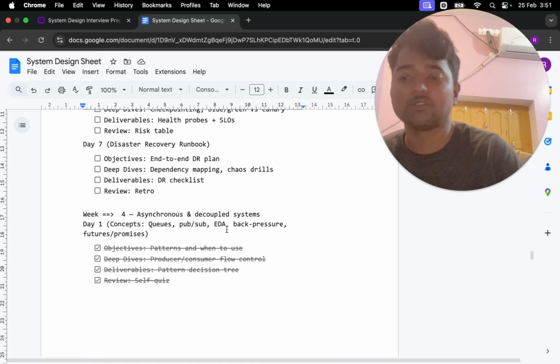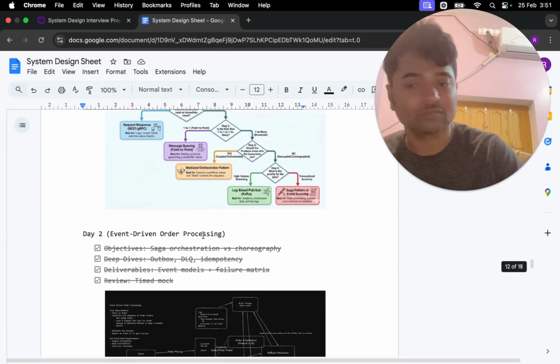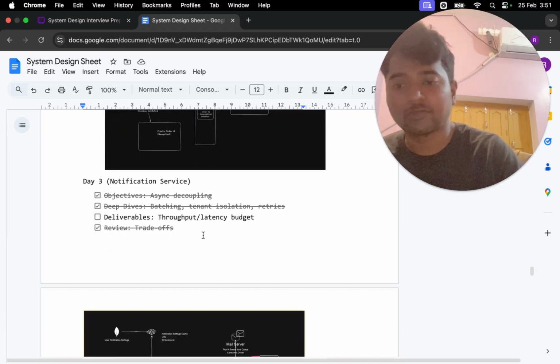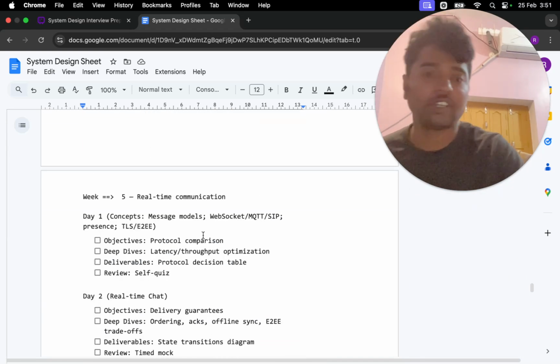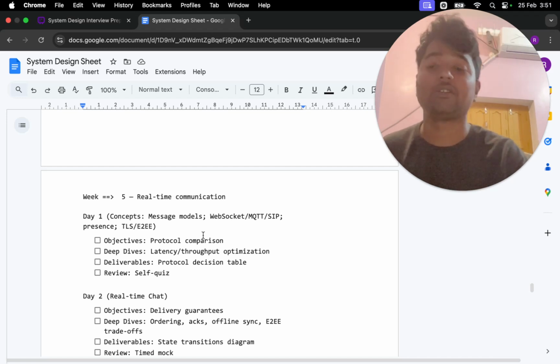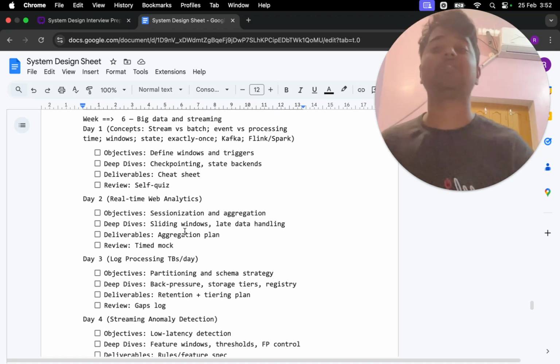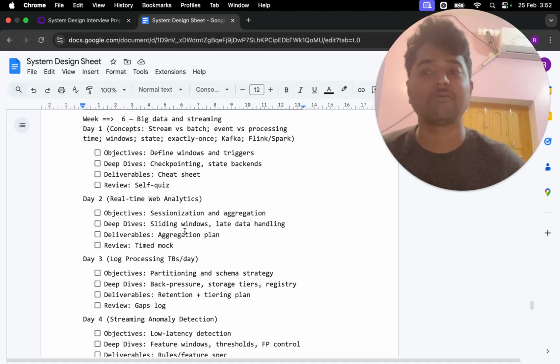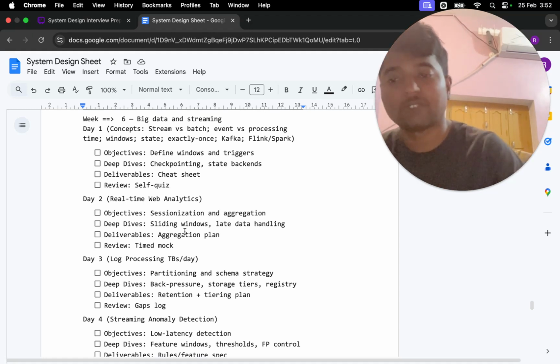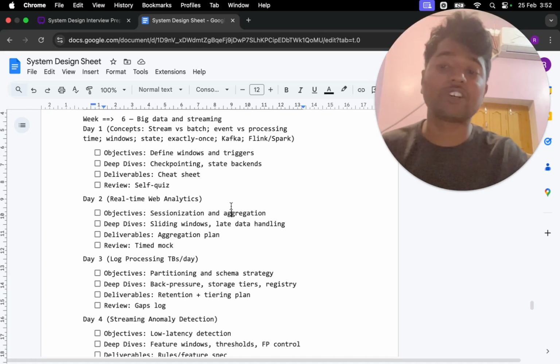And the fourth week is all about asynchronous and decoupled systems. Here you will get some idea of event driven systems as well. And then the next topic is real-time communication. Here you will be learning network protocols. And the sixth week talks about big data and streaming. Here you will learn event driven architecture in a very detailed manner.